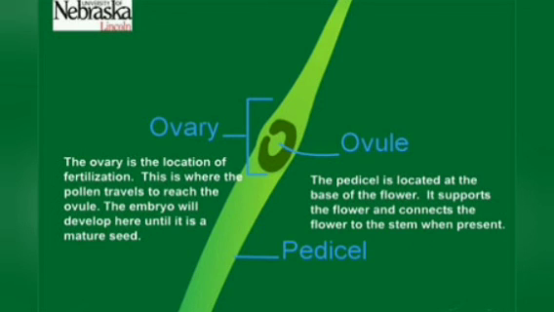So here you will have the ovary. It is the location of fertilization. This is where pollen travels to reach the ovule. The embryo will develop here.